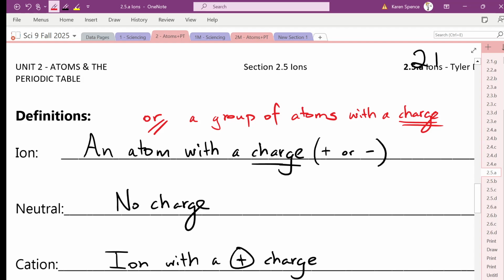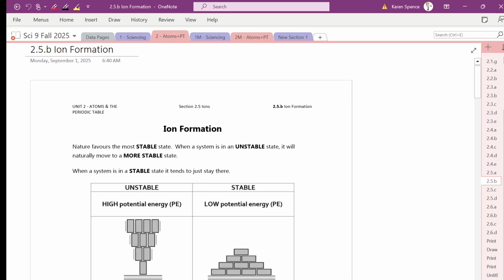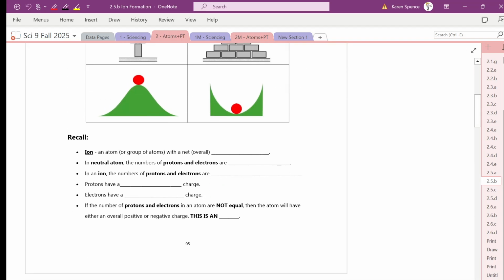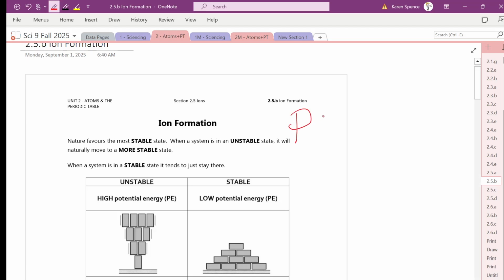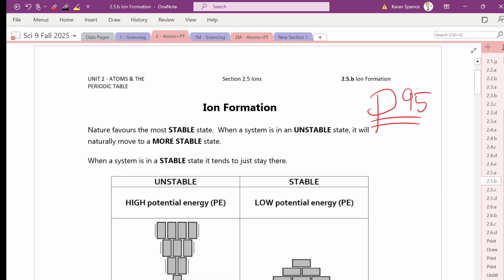How do we feel about ions? We're okay? What kind of particles have to either be added or taken away to make ions? Electrons. Okay. How do ions form? This is now on page 95. Now we're going to talk a lot about how nature likes things.